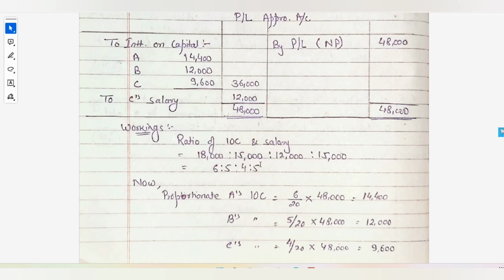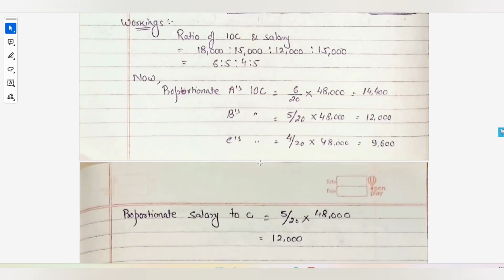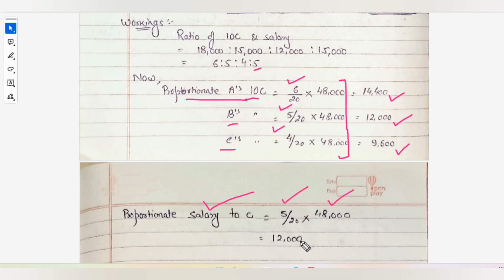I have shown you the calculation below the format of the P&L appropriation. As you can see, here it is: proportionate interest on capital for A, that is according to the ratio 6 by 20. Then for B it is 5 by 20, and for C it is 4 by 20, multiplied by the available amount of net profit, and that will result in the proportionate amount of interest on capital for every partner, as well as the proportionate amount of salary to partner C. As per the ratio, it is 5. That means 5 by 20 into 48,000, it will be 12,000.